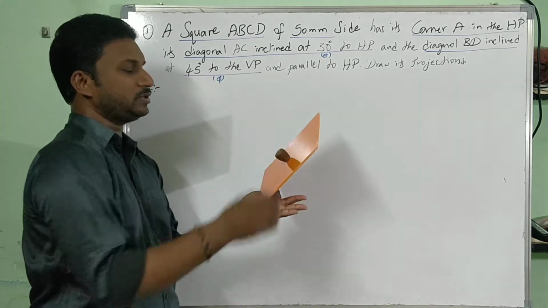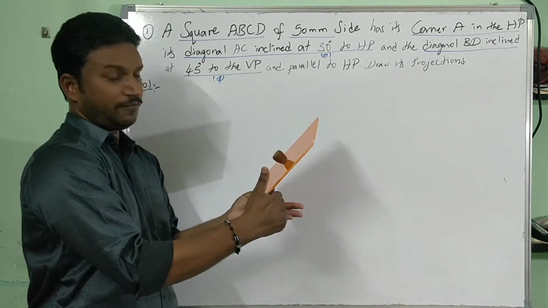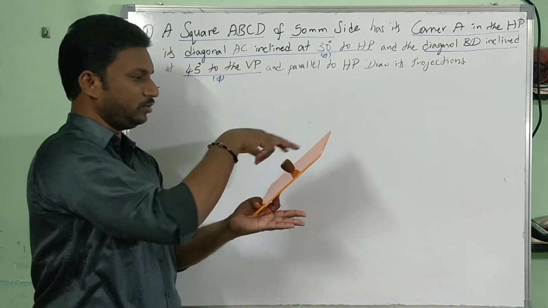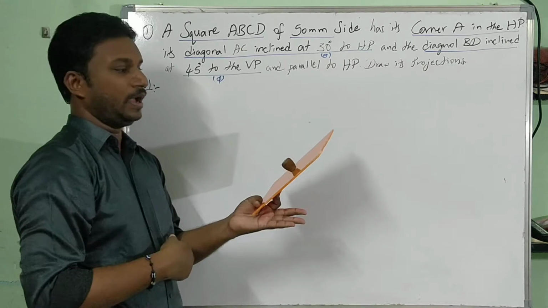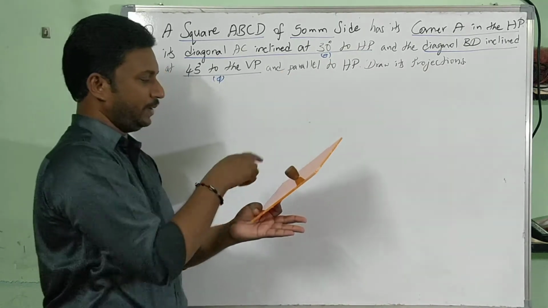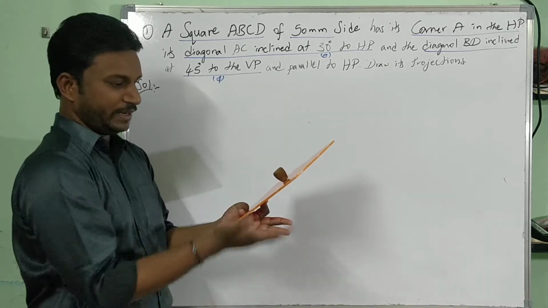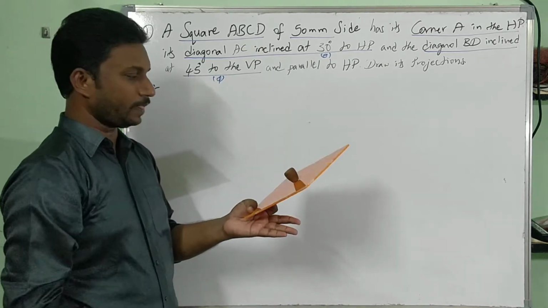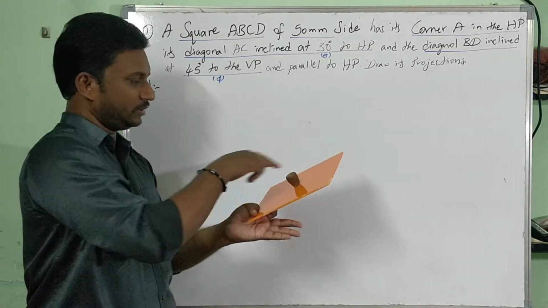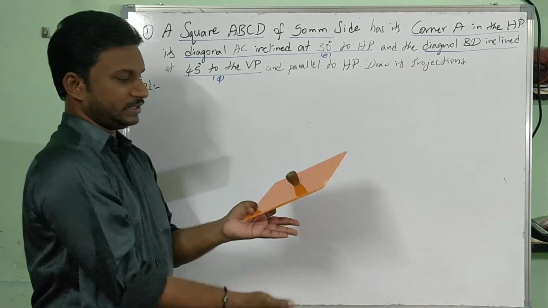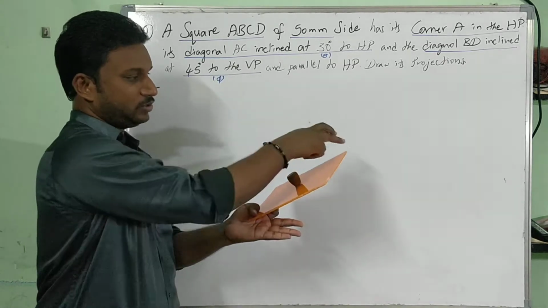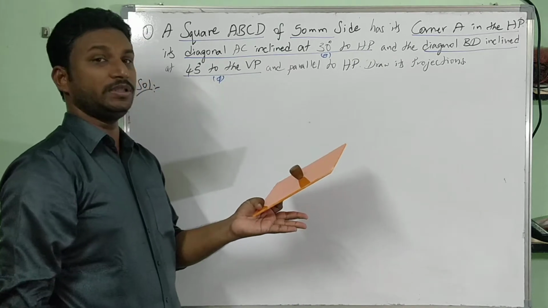When I have rotated towards the backside, now in the front view it is 30 degrees to HP, in the top view this is 45 degrees to VP, and at the same time this BD should be parallel to HP. When I have drawn this, BD is parallel to HP. Right? You have to understand the 45 degrees line which is here, BD. Now this is parallel and this is 30 degrees. Diagonal from this to this corner. Actually, this is the position.